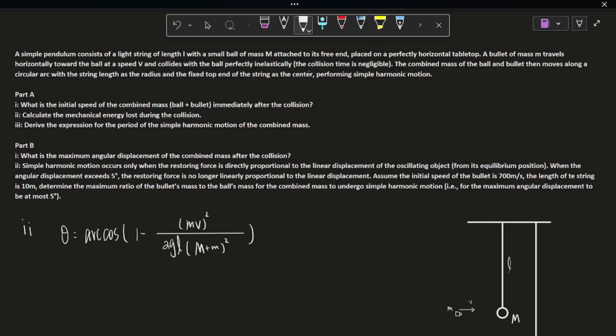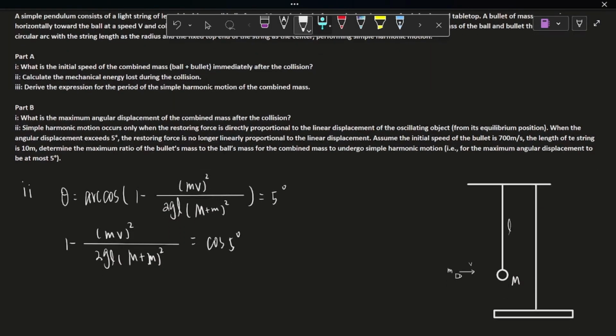So the last part of part B is asking you the ratio of the bullet's mass to the ball's mass. And what part 2 basically means is that theta should not exceed 5 degrees. So let's just plug in the maximum value of theta, which is 5 degrees, and see what we can get. Let's do a little bit of adjustment on both sides, which we can get 1 minus mv squared over 2gl times (m plus M squared) is equal to cosine 5 degrees.